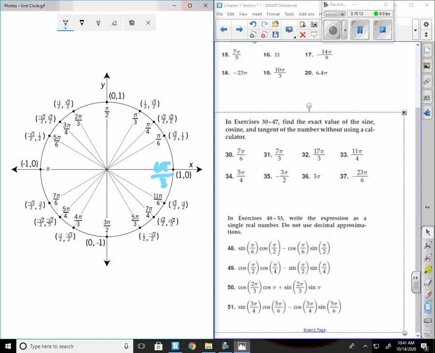Cosine is 1/2. Sine is root 3 over 2. And then I find my tangent by doing sine over cosine. Root 3 over 2 over 1/2. Your 2's are going to cancel out. You're just left with square root of 3. Kind of nice.